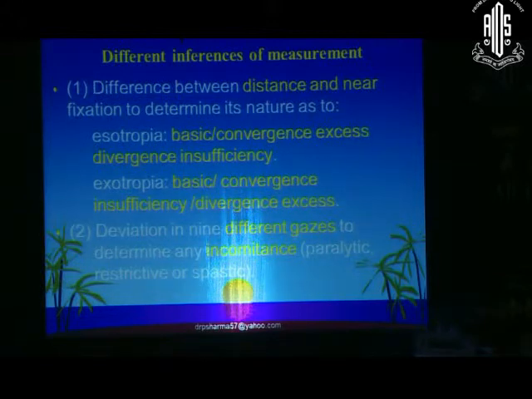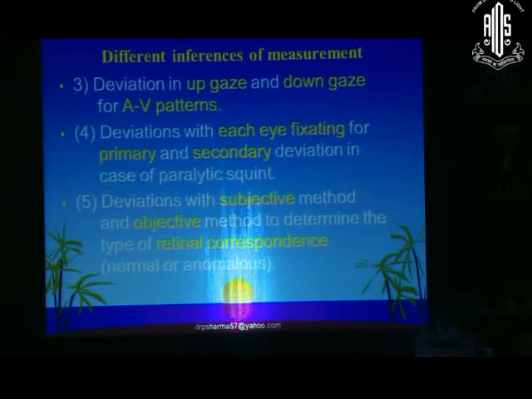Incompetence can be easily picked up. Thirdly, look for up gaze and down gaze for A and B patterns. Up 25 degrees and down 35 degrees. Fourth, deviations with each eye fixing. Primary versus secondary deviation will pick up a paralytic squint.